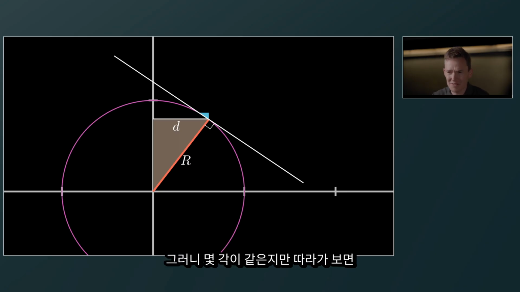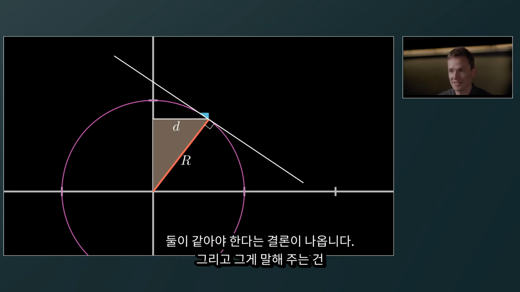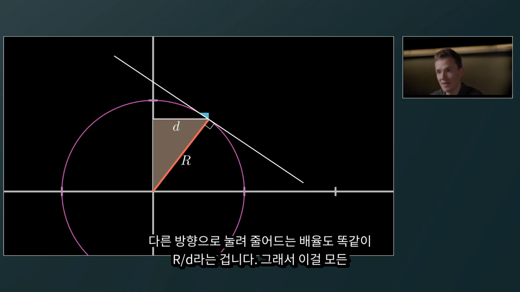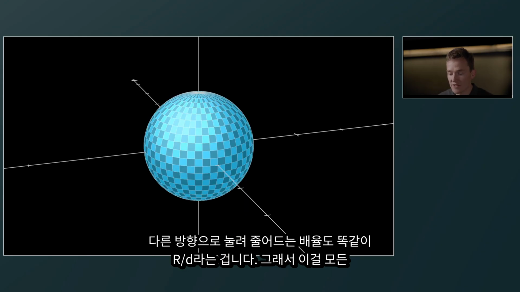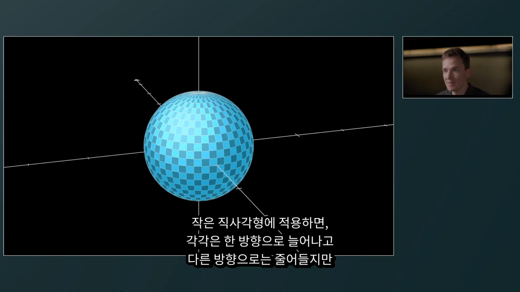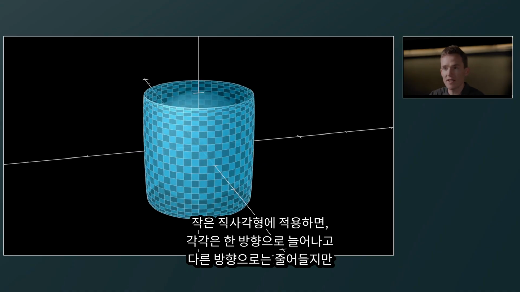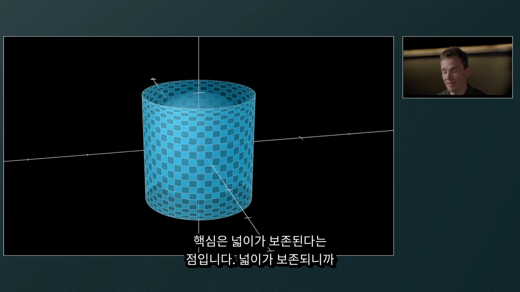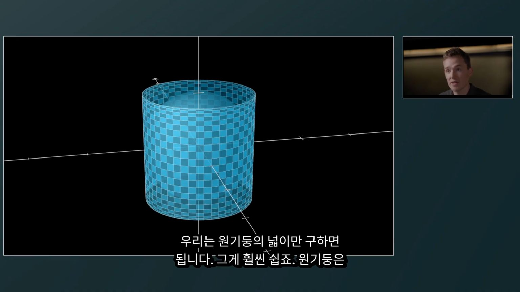So finding that, it's just kind of chase some angles, see what has to be equal, and you end up deducing that these have to be the same. And what that ends up telling you is the factor by which it gets squished down in the other direction is that same R divided by d. So when you do this to all of your little rectangles, each one of them is getting stretched in one direction, squished in another, but the idea is that it's area preserving. And because it's area preserving, we just have to ask the area of the cylinder, which is a lot easier.